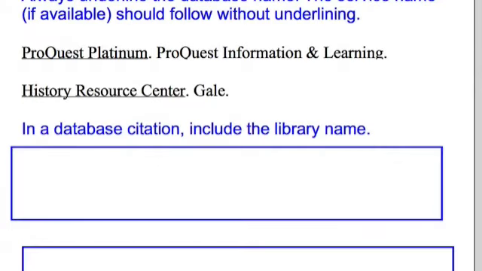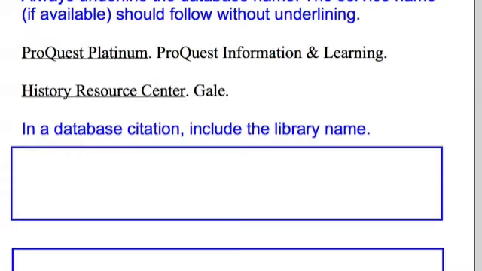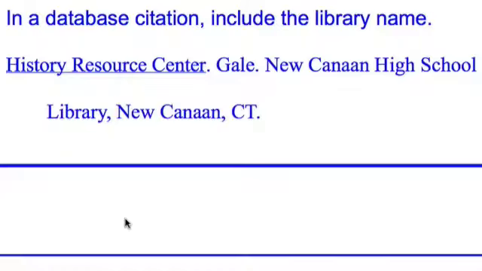Database names should always be underlined, and they should be followed by the service, but the service is not always clear. For example, Gale products always have the service name, but ProQuest products don't necessarily have the service name. So you could do ProQuest Information and Learning for ProQuest Platinum, but that's kind of redundant, so we're not married to that. But in Gale, you should use Gale. A database citation should always include the library name.